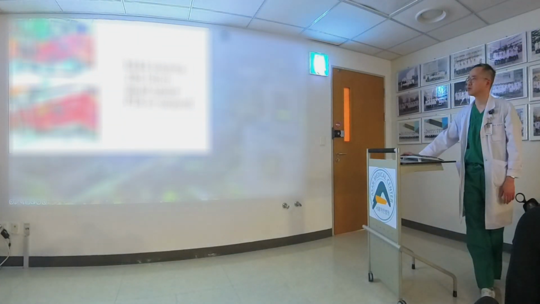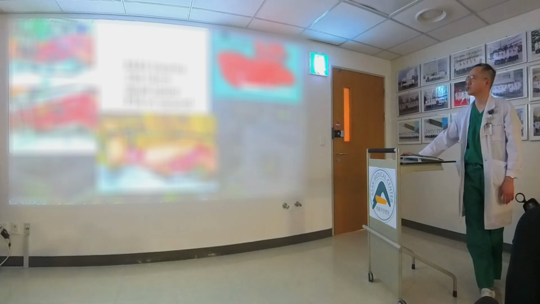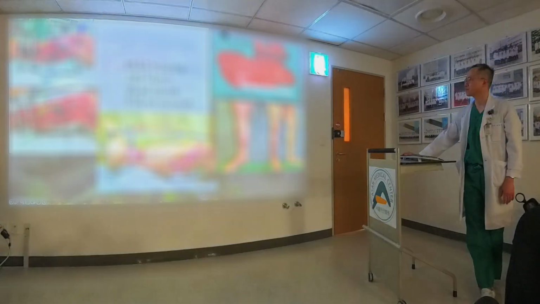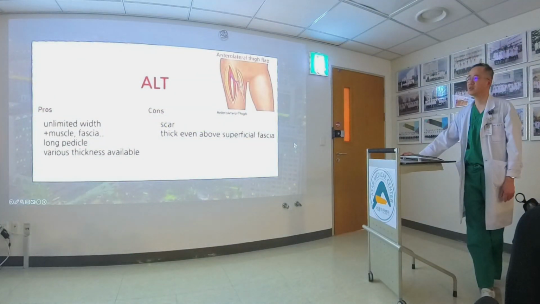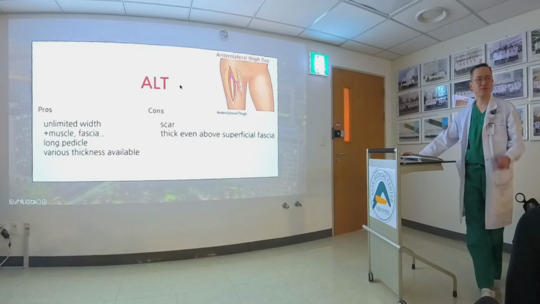In many cases, or just like this trauma case, patients with a large dead space, we just elevate the fascia and the muscle to fill the dead space and cover the defect. ALT, it's a really good flap. It has a long pedicle, but the scar is not that good. If the skin graft is needed, it's really ugly, and sometimes it's even thick above the superficial fascia.